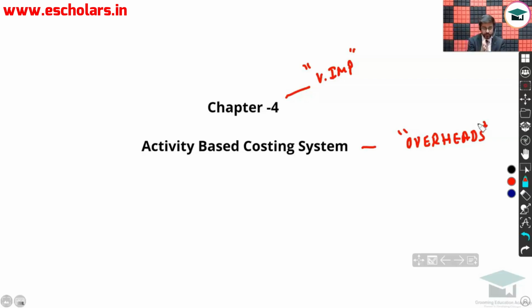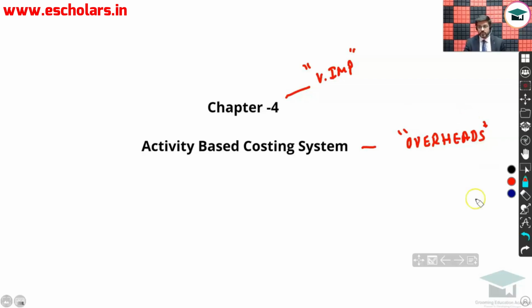What ICAI expects from you in this chapter is very simple. They expect you to know how to calculate overhead cost and how to apportion overhead cost as per the activity based costing system. Every student should know this costing system by heart. It is a very important costing system for accurate allocation of overhead cost.